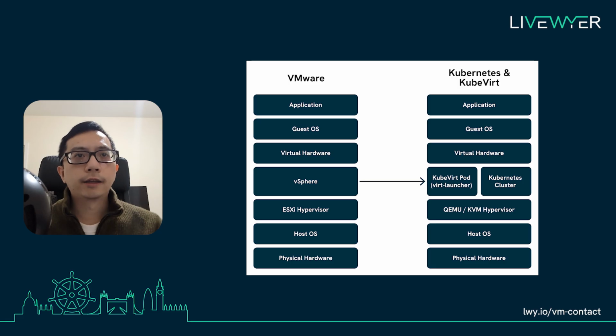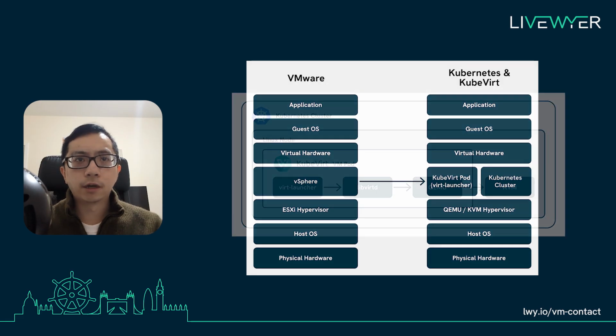If we take a look at a stack diagram of a VM on VMware and compare it with a VM running in Kubernetes, on VMware, our virtualization platform is vSphere, and in the new stack, Kubernetes and KubeVirt replaces that platform. As for the hypervisor, ESXi is replaced by a QEMU and KVM hypervisor.